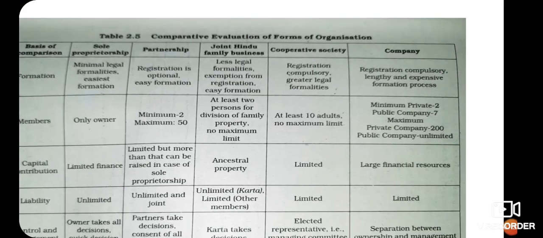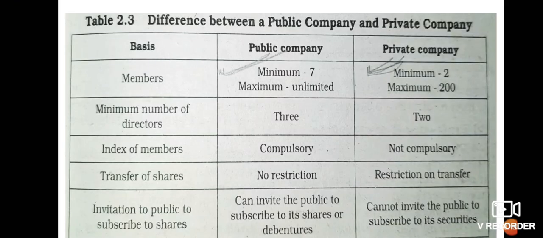Coming to the next topic, difference between public company and private company. We have done this earlier. Basis is members. Public company minimum 7 and maximum unlimited. Private company minimum is 2, maximum is 200. Minimum number of directors: minimum directors is 3 in a public company. In a private company it is 2. So fewer directors are required in a private company.